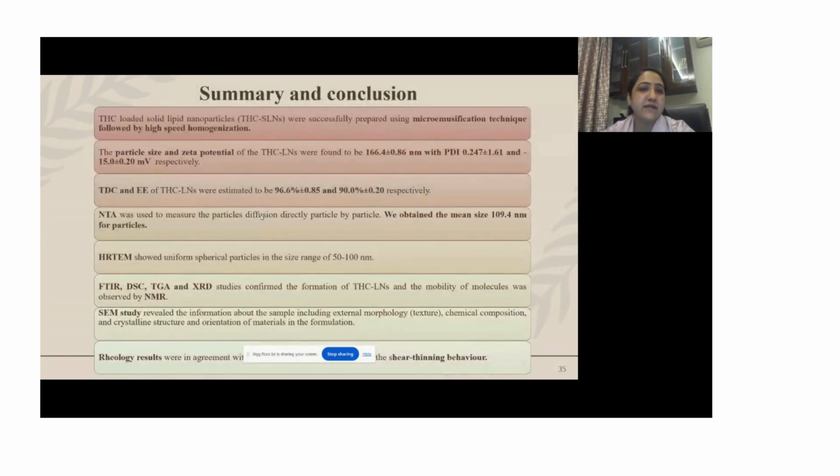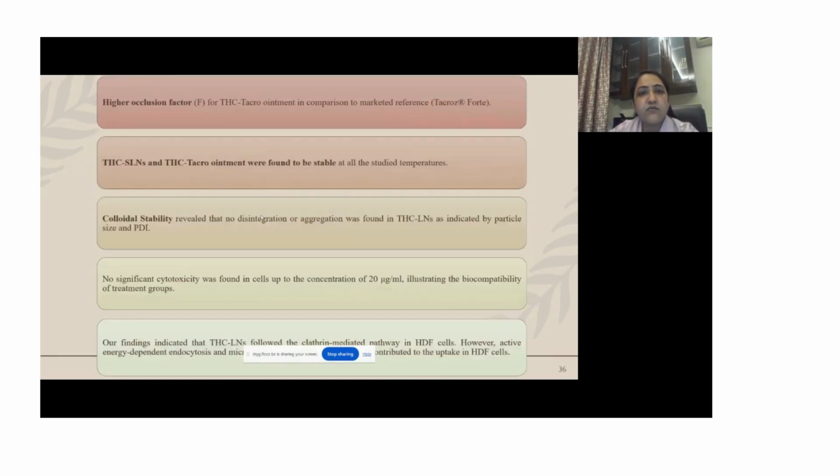So this is my conclusion for this presentation. So nanoparticles I have prepared by using microemulsification technique, and particle size was found to be 166 nanometer, and TDC, that is total drug content, and entrapment efficiency were estimated to be 96% and 90%, and NTA was used to measure particle diffusion directly by particle, and we obtained the particle size 109.4 nanometer. And with the help of HRTEM, we observed the spherical particle size. FTIR, DSC confirmed the formation of THC SLNs, and SEM study shows the external morphology.